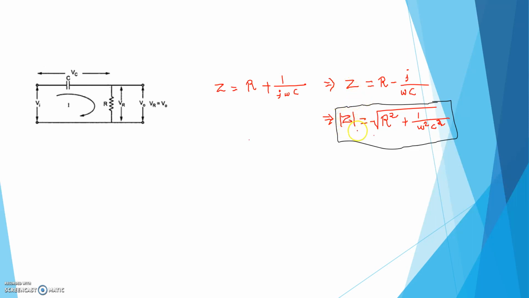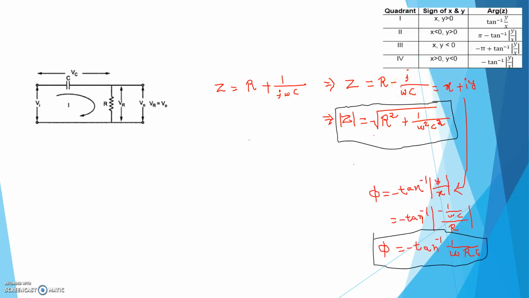So if we take the magnitude of this equivalent impedance, we get magnitude of Z equal to root over of R square plus 1 by omega square c square. Now we take the angle of this complex number. See, what is the rule to calculate the angle? Z equal to, let us assume, x plus iy.